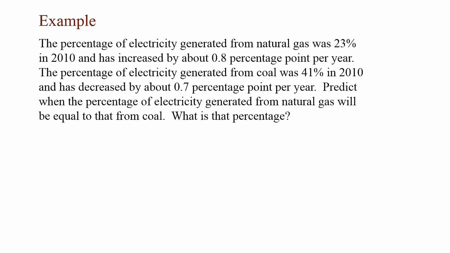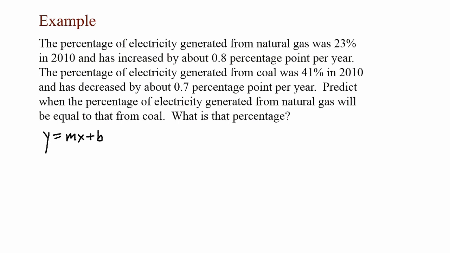In this example, the percentage of electricity generated from natural gas was 23% in 2010 and has increased by about 0.8 percentage point per year. The percentage of electricity generated from coal was 41% in 2010 and has increased by about 0.7 percentage point per year. Predict when the percentage of electricity generated from natural gas will be equal to that from coal. What is that percentage? Fortunately, this paragraph gives us all the information we need to use y equals mx plus b to find the equation for each line.